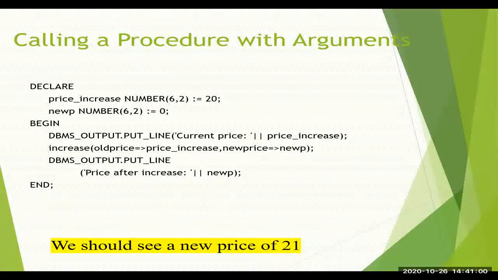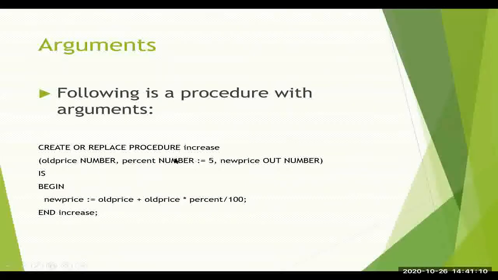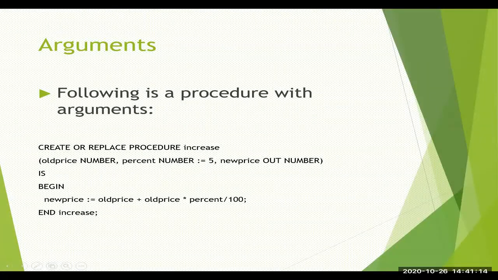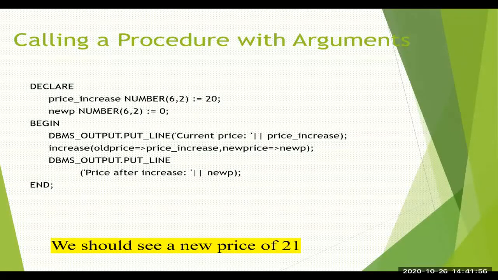Okay, we can revisit our created procedure. This is our in section, whole price and percent. These two are in section. If I repeat, while calling, I have just given two values as an argument, price increase and new price. It means that I have given two inputs to the procedure. By default, increase procedure will receive it under in section of the procedure's header. I think it is clear now. And we expect that this procedure will return 21 in console window.